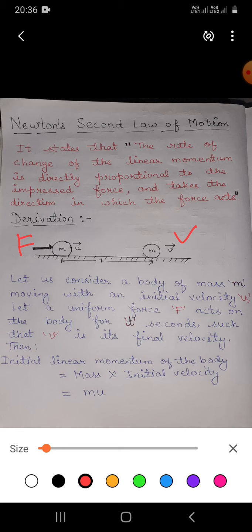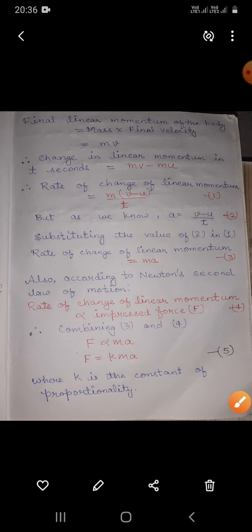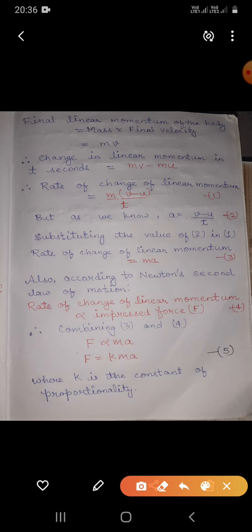Then the momentum corresponding to the initial velocity, that is the initial linear momentum of the body, is equal to mass into initial velocity, which is equal to mu. Now the final linear momentum of the body is equal to mass into final velocity, which is equal to mv.